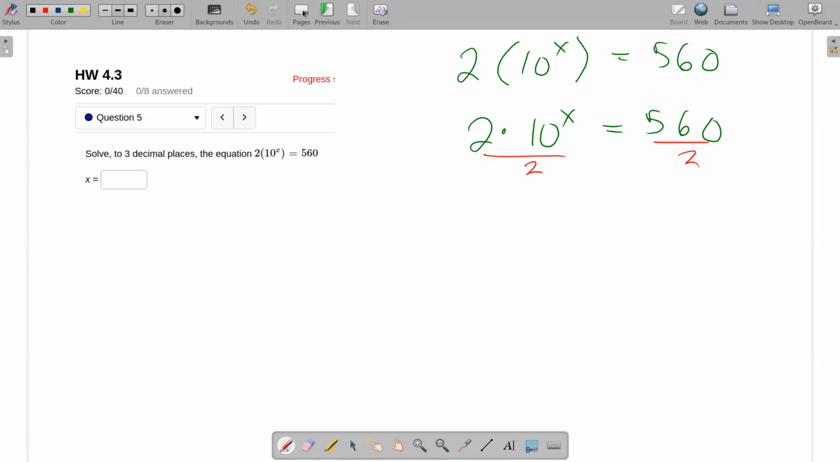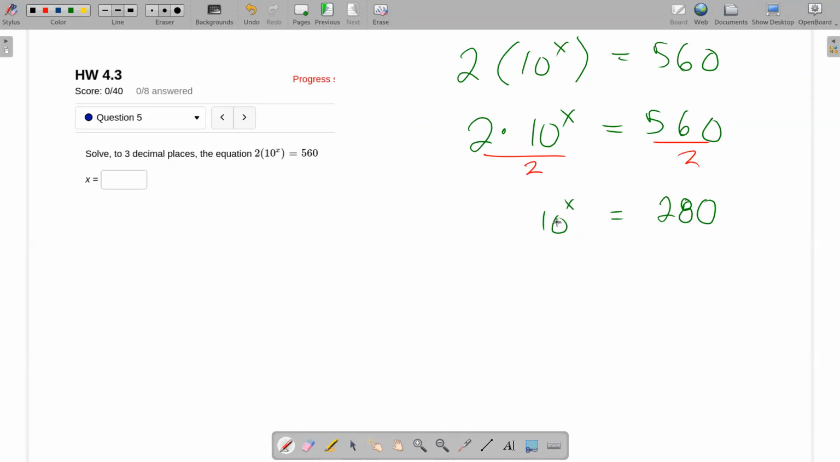Calculator would be a good thing to have. Let's see, 2 over 2 is 1. 1 times 10 is 10, and that 10 still has an x power. On the other side, I want half of 560. Let's see, half of 500 is 250. Half of 60 is 30. 250 and 30 is 280 on a good day. Today seems to be a good day. I'm gonna go with it.